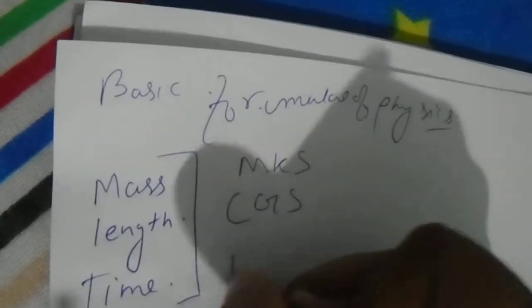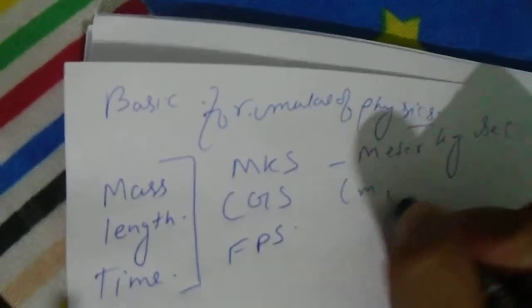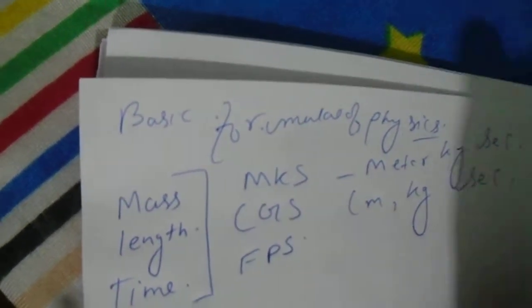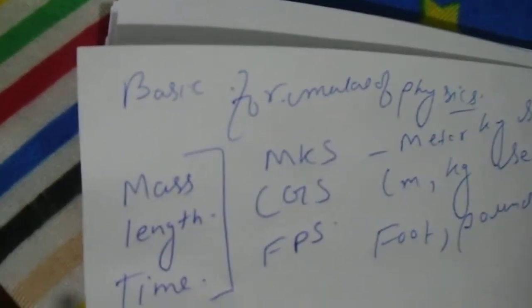The first chapter is units and dimension. The basic units are for mass, length and time. We have three systems of units: MKS, CGS and FPS. MKS stands for meter, kg, second. CGS stands for centimeter, kg, second. FPS for foot, pound, second.